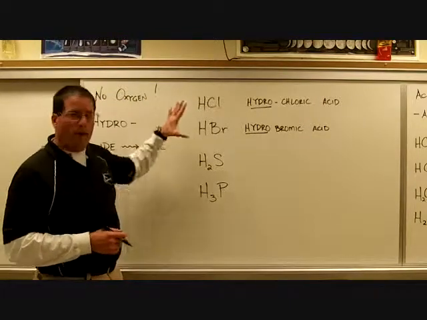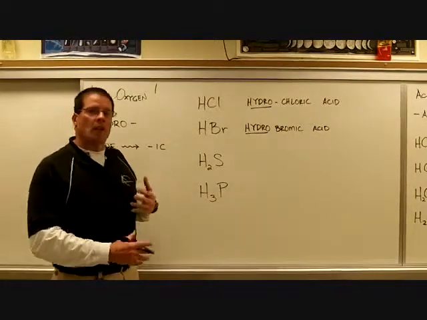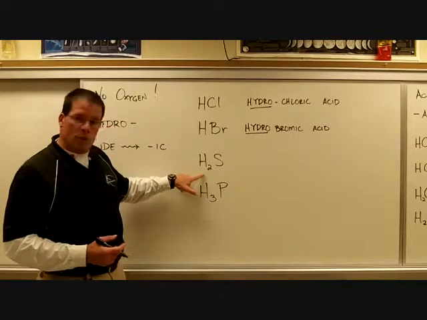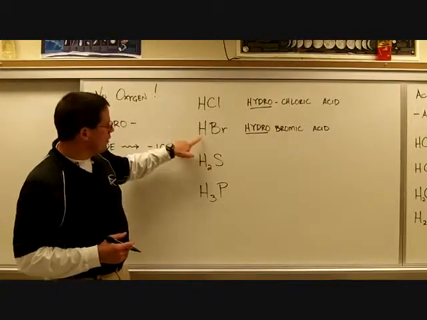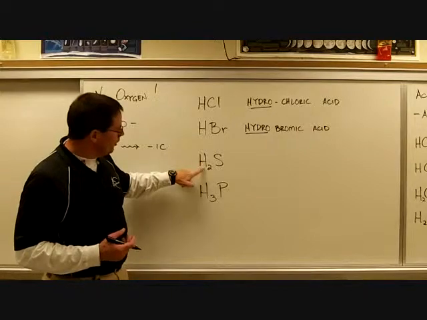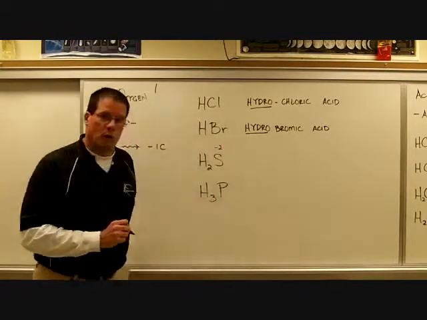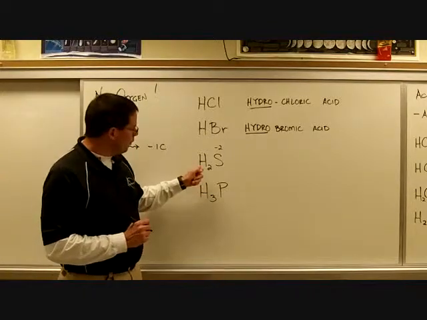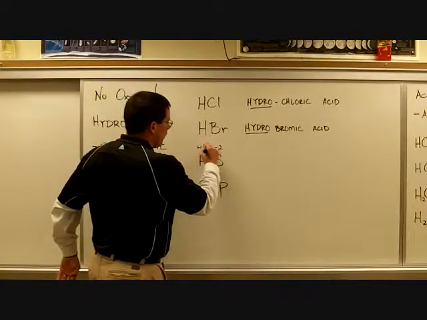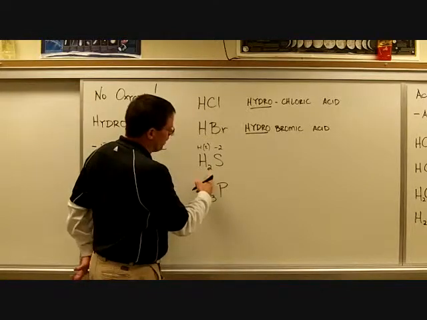So we don't have to worry about how many hydrogens, because balancing out charges, hydrogen always is going to have a +1 charge when it stands in front. So in this case here, we have two hydrogens because the sulfur has a -2 charge. So we have to balance out the charges. Since hydrogen has a +1, we need two of those. That's why I have the subscript there.